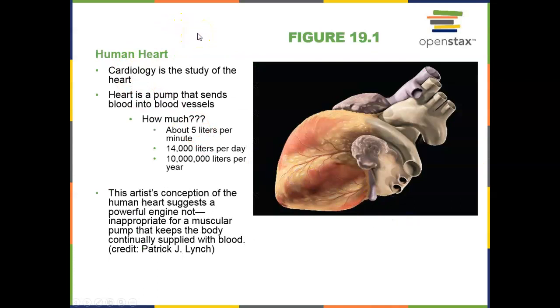So let's look at the heart itself. The study of the heart is called cardiology. The heart is the hub of the cardiovascular system, and so it's what causes blood to move. It's a very, very strong muscular organ, and it's pumping about 5 liters of blood every single minute. On a daily basis, it pumps about 14 liters of blood every day, and over a year it's going to pump about 10 million liters of blood through it. So that's a lot of blood going through that heart.